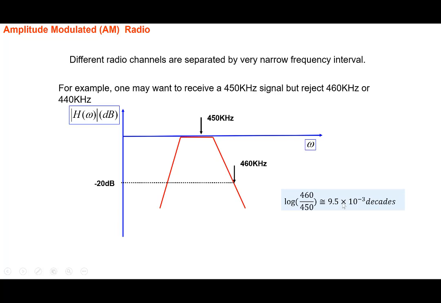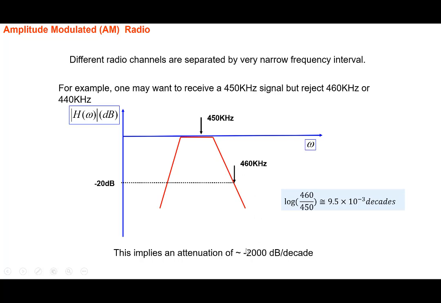In terms of dB per decade, we are looking for an attenuation of 20 dB over 9.5 times 10 to the power minus 3. So almost 2000 dB per decade. So we are looking at a very, very high attenuation, right? 2000 dB per decade here. So how do we obtain such a high attenuation?